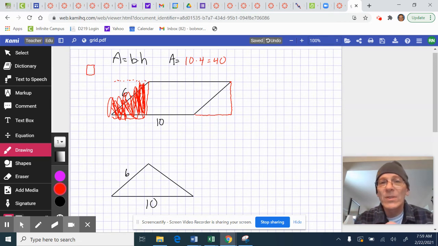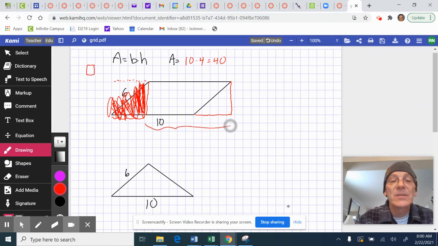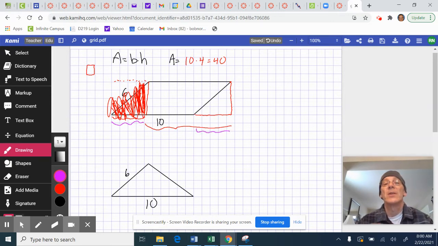Now, what's the base and the height of this rectangle? Well, the total base of that rectangle is exactly the same as the base of the parallelogram that we started with, because we took this little piece of the base and we just relocated it over here. So the base of this parallelogram is still 10. And what is the height of this parallelogram? It's 4.